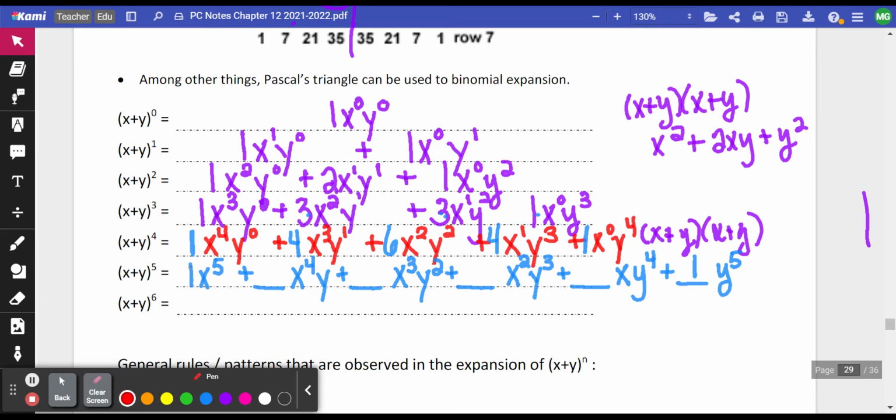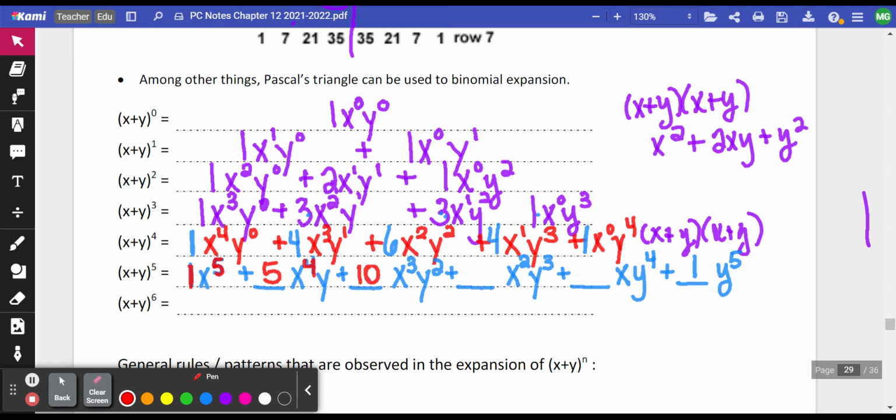We take the coefficient of this term times the exponent. So 1 times 5 is 5. And then we divide it by whatever term number we're in. So 1 times 5 is 5, divided by 1 is 5. And that gives us the coefficient of the second term. So then we do it again. 5 times 4 is 20. This is the second term, so 20 divided by 2 is 10.